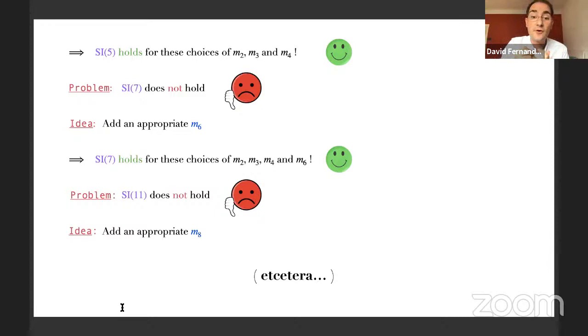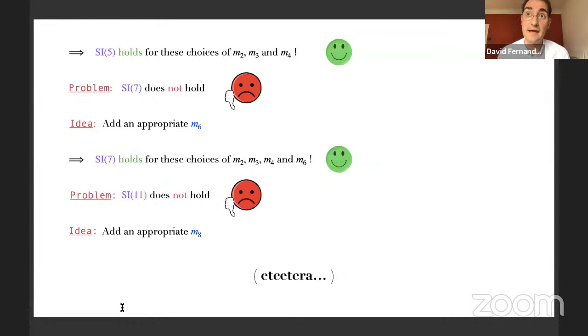But again, we have to check the rest of the Stasheff identities, and in particular, SI11. And again, the problem is that SI11 doesn't hold. So you can add an appropriate M8, and you can imagine how the story goes on.